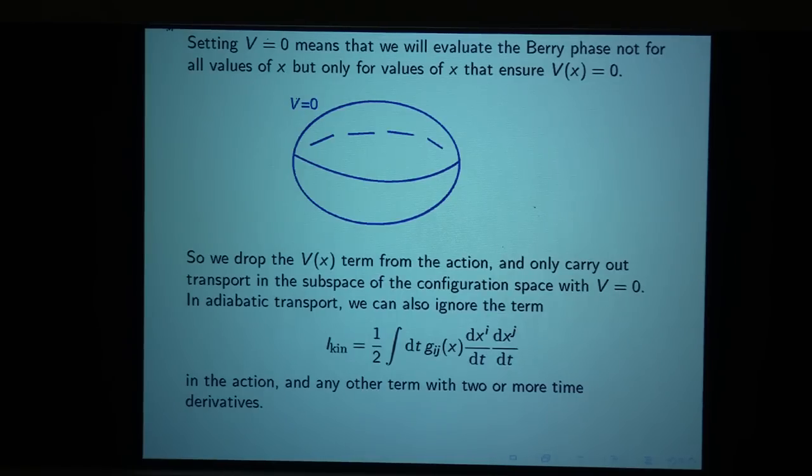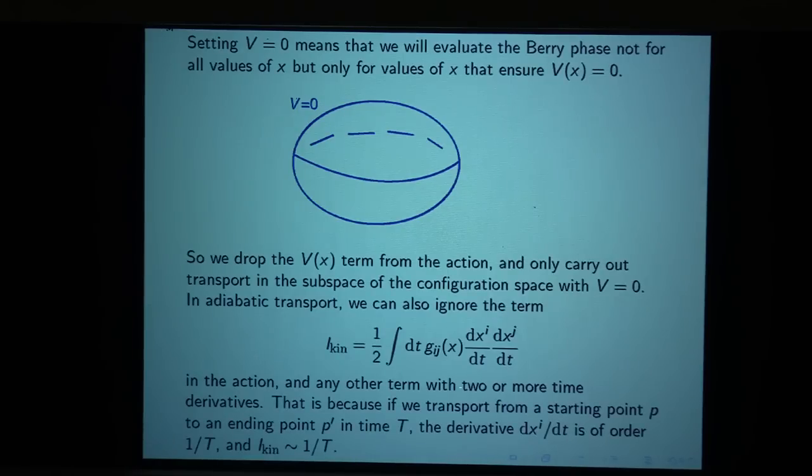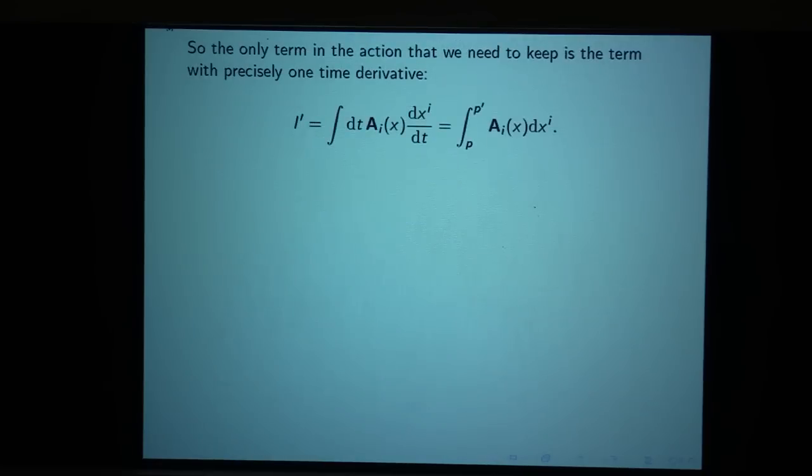In adiabatic transport, we can ignore the kinetic energy term and any other term with 2 or more time derivatives for the following simple reason. We transport from a starting point P to an ending point P prime in time t, so the derivative dx/dt is of order 1 over t. And then the kinetic energy is of order 1 over t, because we get 2 factors of 1 over t here, and just 1 factor of t from the integral. So the kinetic energy term can be dropped, and likewise anything with more than 2 derivatives can be dropped. So the only term in the action we have to keep is the coupling to big A.